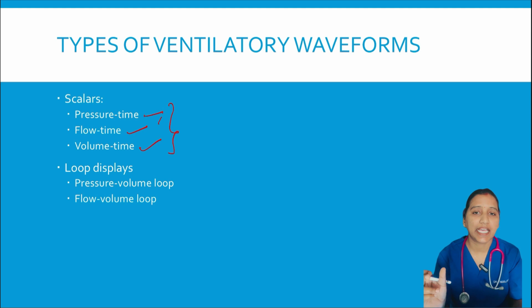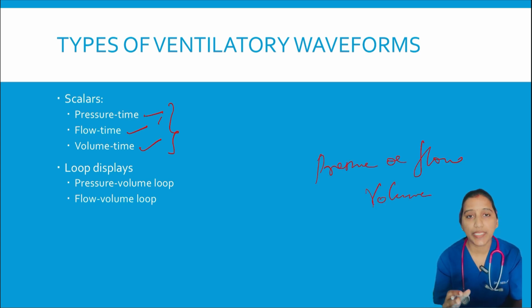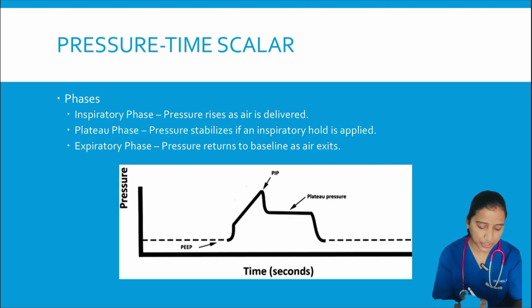The next ventilator graphics that are important to understand are the loops. These graphics show one of two variables, either pressure or flow, plotted against the volume during a breath. So we'll be discussing these loops, that is the pressure-volume loop and the flow-volume loop. So starting with the scalars, the first one that we'll discuss is the pressure-time scalar.